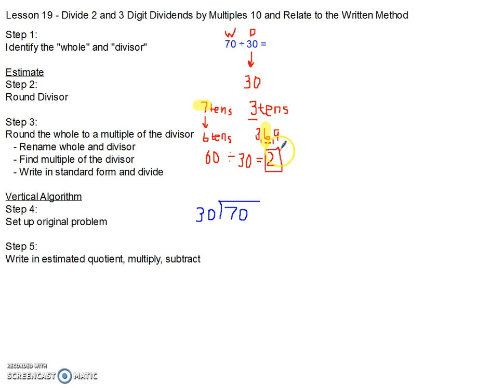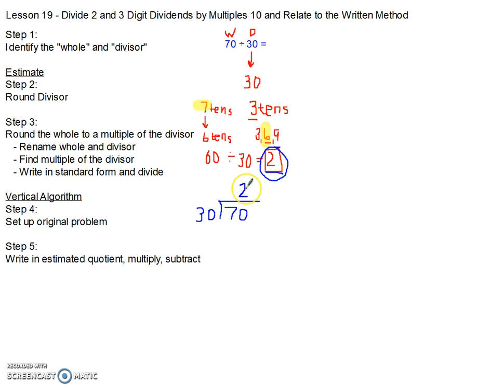This is where this value up here comes into play. If we estimated it down from our original whole, we can use this estimate as our first quotient number. And because it is in the ones place, you want to make sure, just like multiplication, that you're lining those numbers up. So we're putting this 2 here because we're saying that 30 can go into 70 twice.